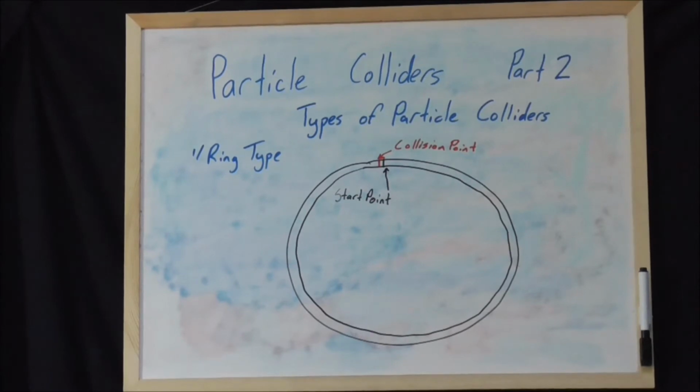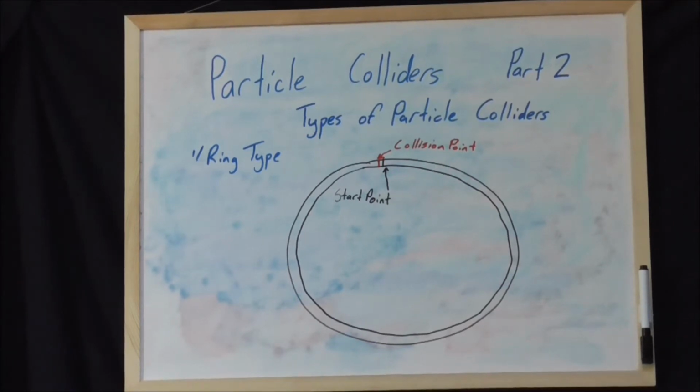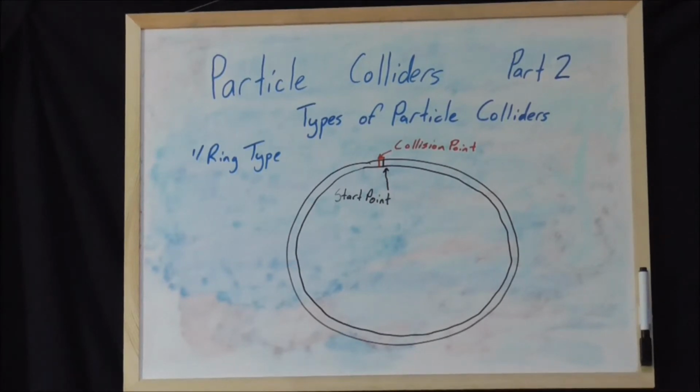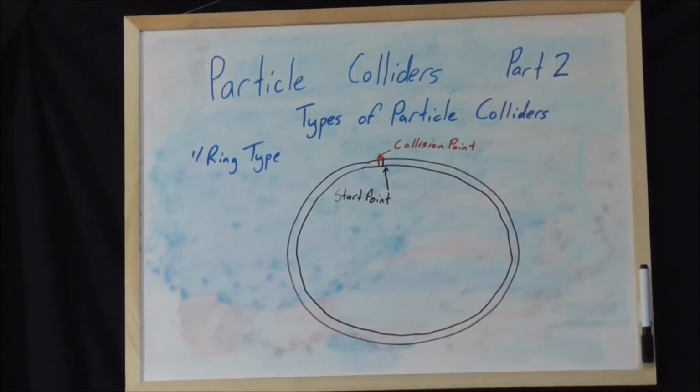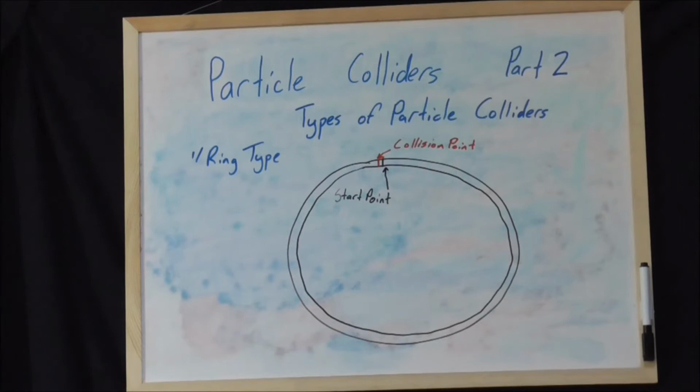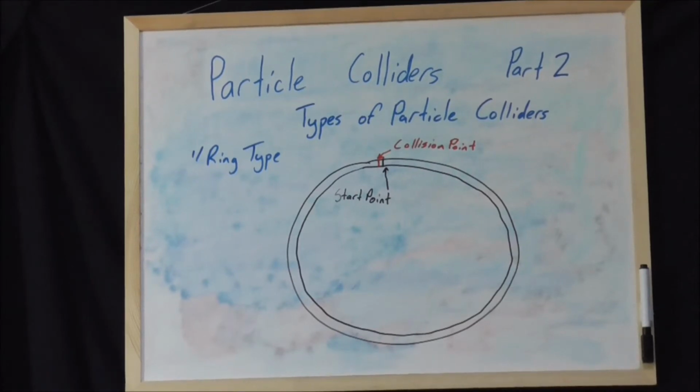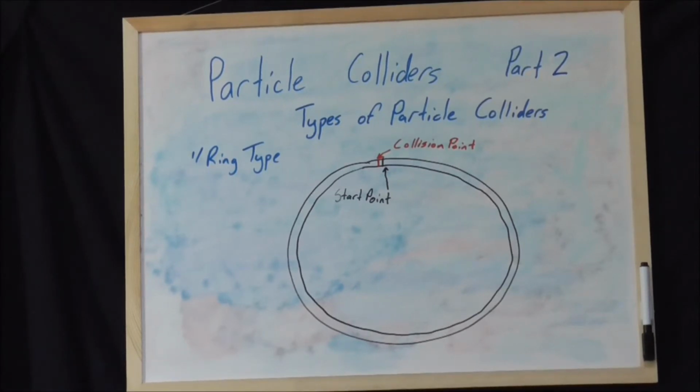Hello, in this video we're going to discuss particle colliders part 2, types of particle colliders. So in this example we've got the ring type particle collider, and you just notice that the start point is right next to the collision point, and in this example it would be in a clockwise direction that the particles travel.